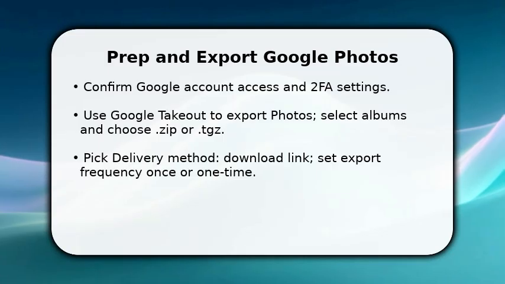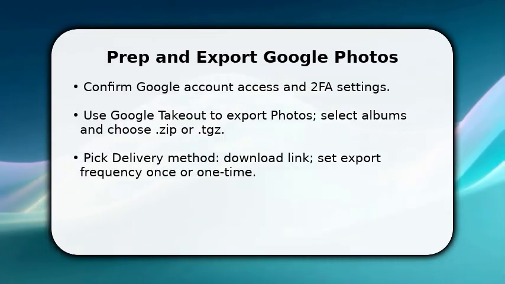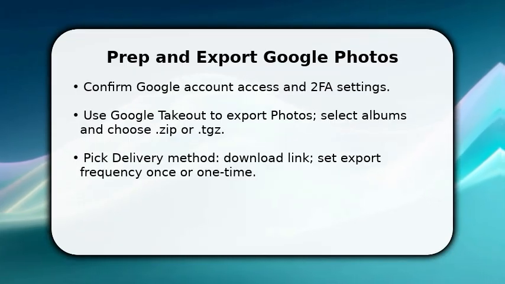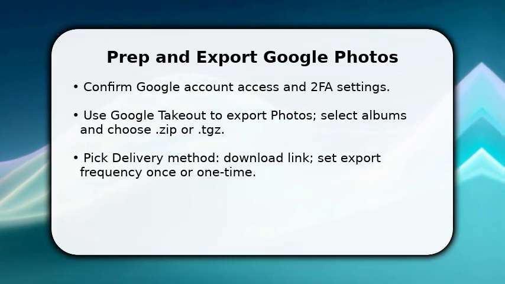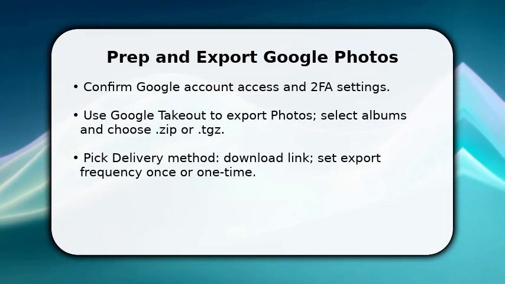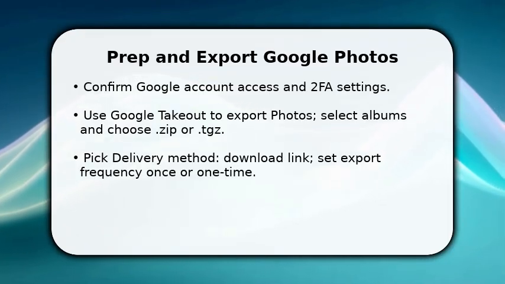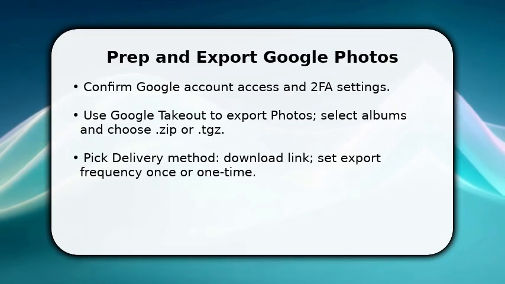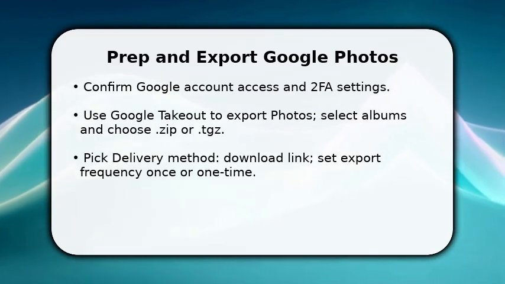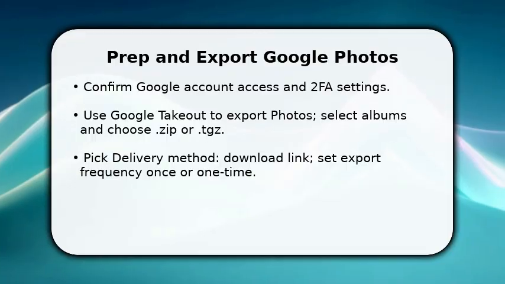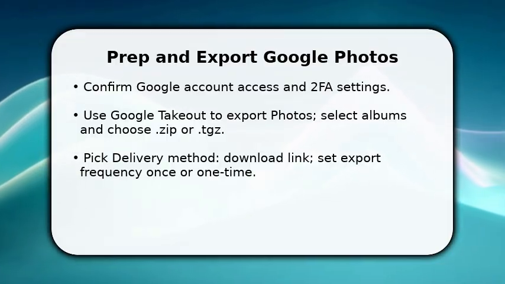You start by preparing Google Photos for export. Sign in and verify two-step verification so exports run smoothly. Next, open Google Takeout, pick only Google Photos and choose specific albums if you want to limit items. For file format, select ZIP for compatibility and set export frequency to 1 time, then request export.